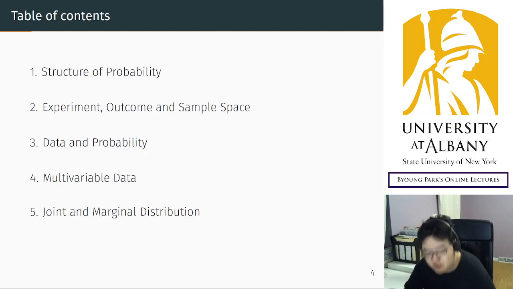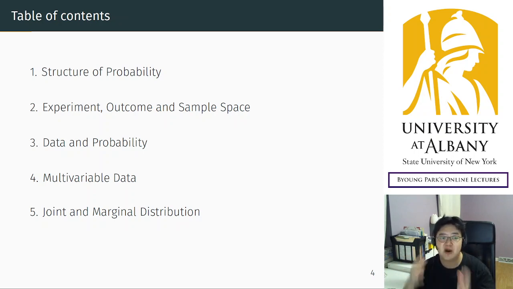This is what we are going to do in this chapter. First, we will define the structure of probability. When we talk about probability, what do we have to specify? What do we have to define? They are experiment, outcome, and sample space. These are the terms we have to define in order to define probability.